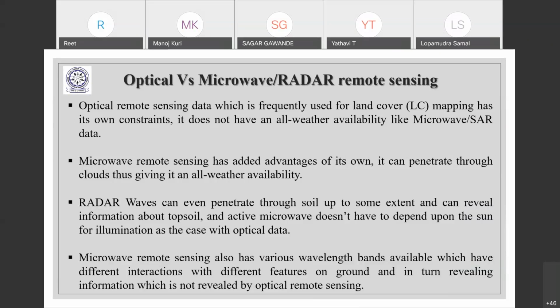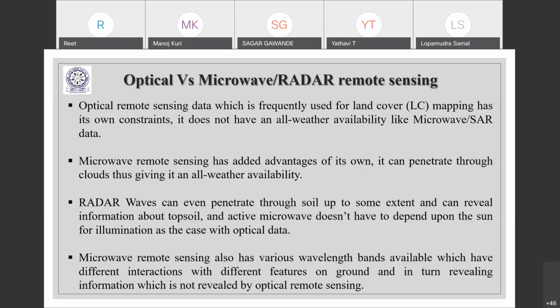The second thing is that the sun is not available at night, but microwave data are collected through its own energy source, so it can even work at night time. The same type of images will be visible during the day and the night. The radar waves can also penetrate through soil up to some extent. Depending upon the frequency used, it can penetrate to some extent and can reveal information about the topsoil.